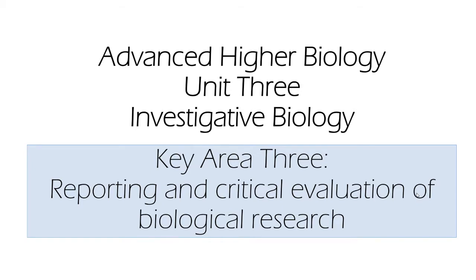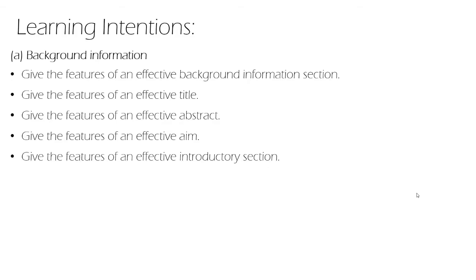Today's video covers Advanced Higher Biology, Unit 3, Investigative Biology, specifically Key Area 3, Reporting and Critical Evaluation of Biological Research. In this video, we'll look at subsection A, the Background Information section. So we'll look at the features of an effective background information section, the features of an effective title, abstract, aim, and introductory section.